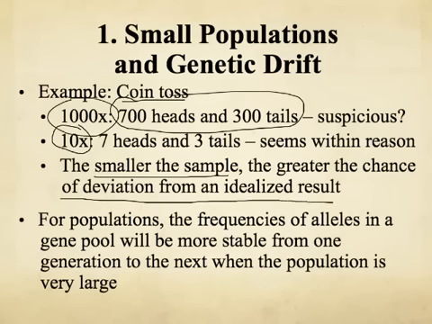So that kind of works for populations too. If I have a really small population, I'm much more likely to get changes in the gene pool just by chance. Not by natural selection, just by chance. Whereas if I have a very large population, it'd be very hard to change the genetic makeup just by chance. So let's look at a little bit what I mean here on the next slide.